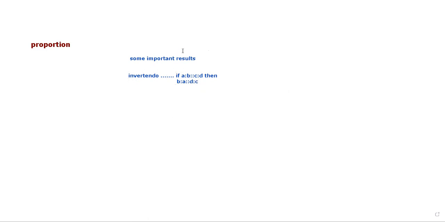Very important result. Let me come to another type of result. That is something called as alternando. Alternando. This result is known as alternando. Alternando. What is alternando? देखिए, alternando में क्या होता है? अगर आपको रेशियो दिया गया होगा ऐसे, a is to b, ठीक, a is to b, proportion दिया गया होगा c is to d, is it clear? Then you can also write here this thing.